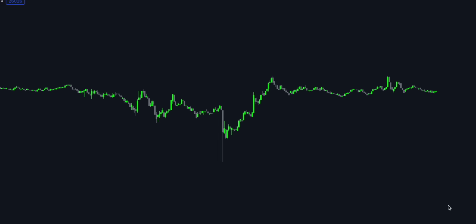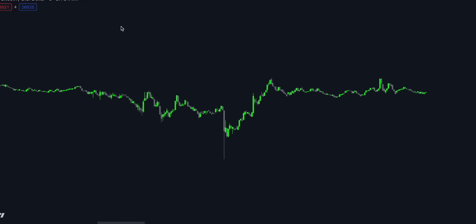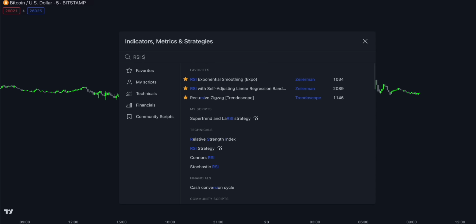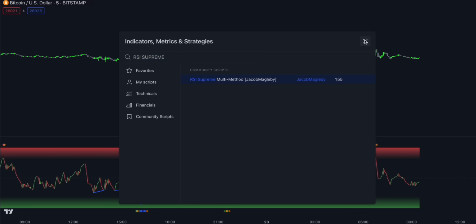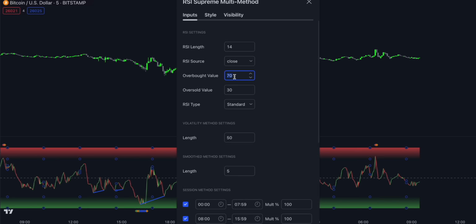Now let me demonstrate how to build the same indicator setup. First, open any chart on TradingView and click on Indicators. Search for RSI Supreme Multi-Method by Jacob Maglaby. Click on it to install it on the chart. Open its settings and make some adjustments just like I'm doing right now.